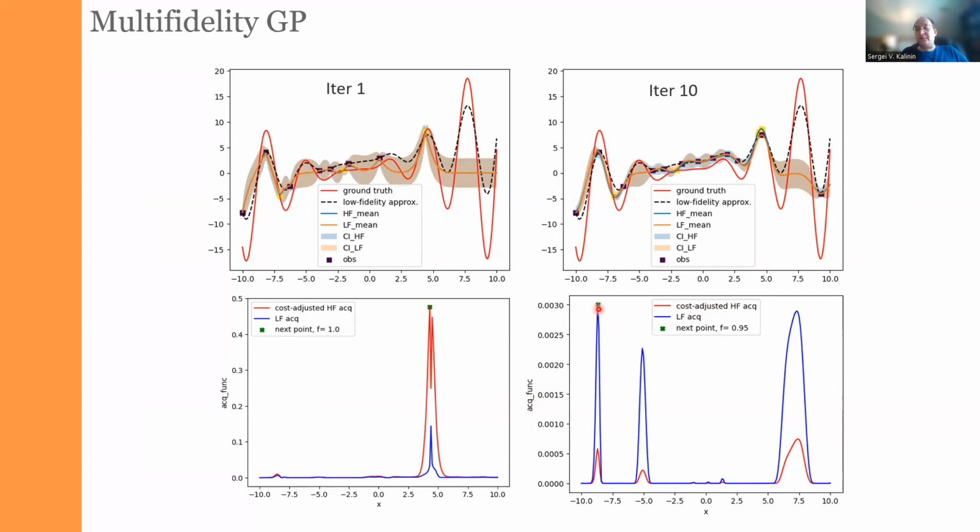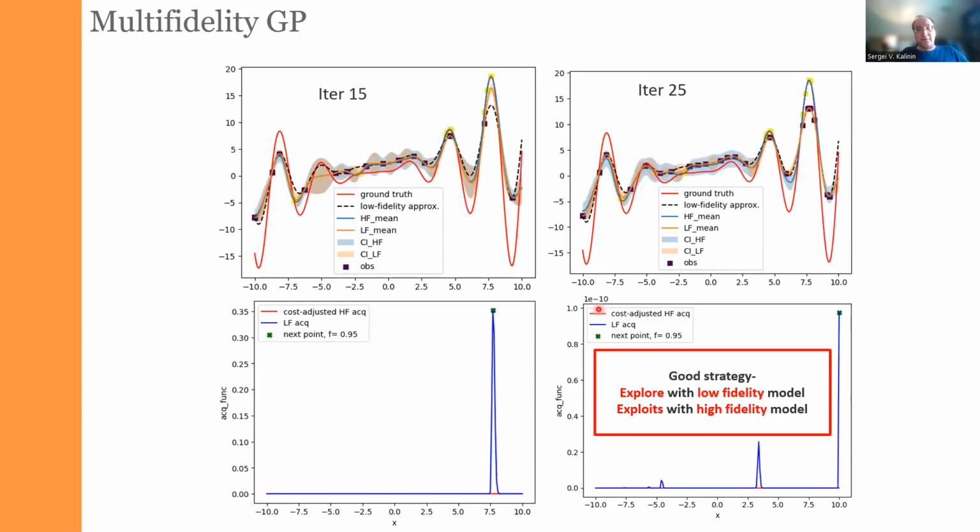So this may be a little bit reminiscent of how the hypothesis learning works, but hypothesis learning basically gives the reward. In this case, you calculate the acquisition function and adjust it by the cost. And then if you keep running the experiments, you will see how you basically discover the high and low fidelity functions independently and sort of follow the decision-making process.